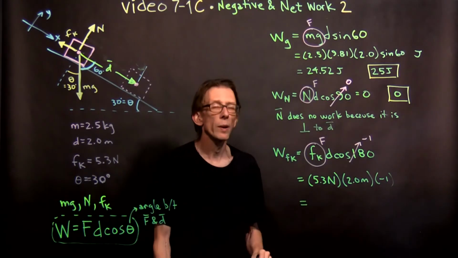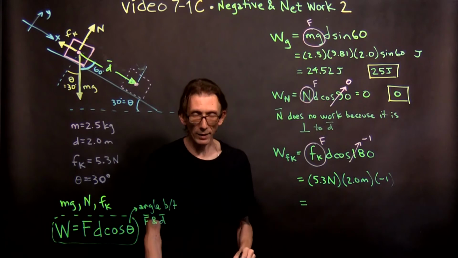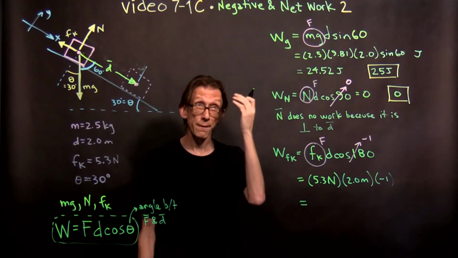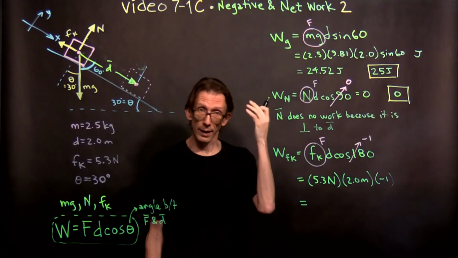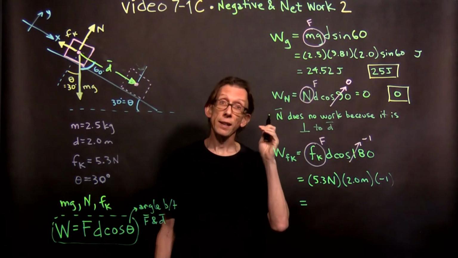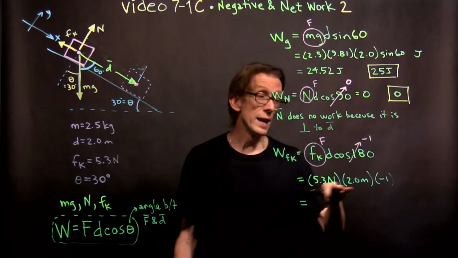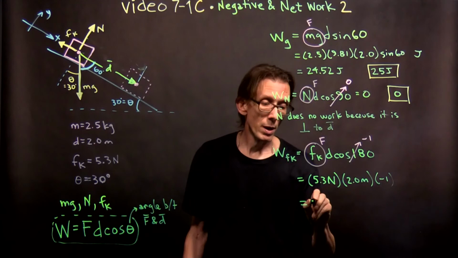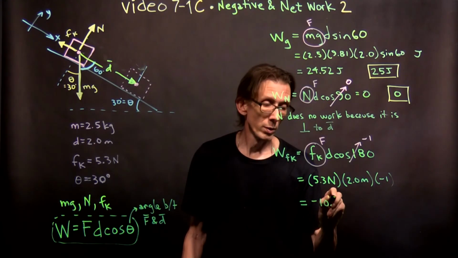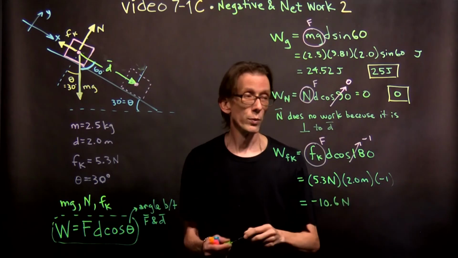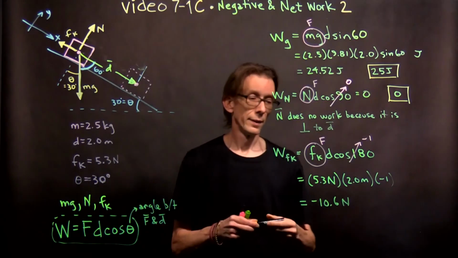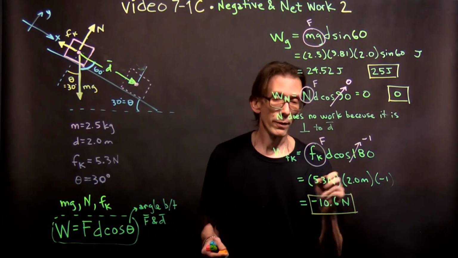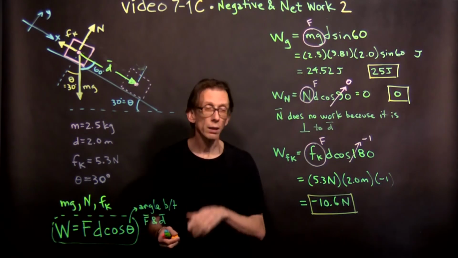I keep saying static. Why do I keep saying static? If I said static like 3 times in the last minute, I meant to say kinetic every time. I got fixed on that earlier and I can't get it out of my head. The work done by the kinetic frictional force is going to be negative. 5.3 times 2 is 10.6 times -1 is minus 10.6 joules. So that is the work done by the third force, the force of kinetic friction.